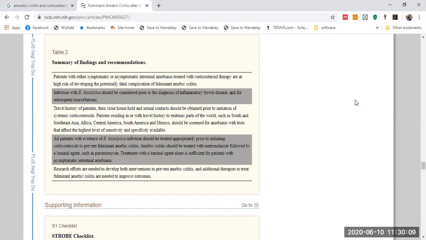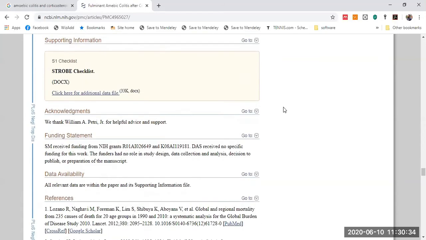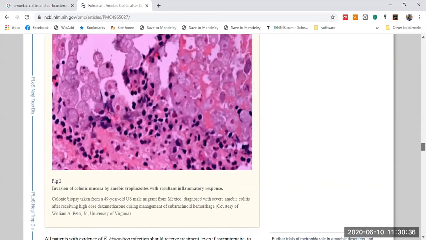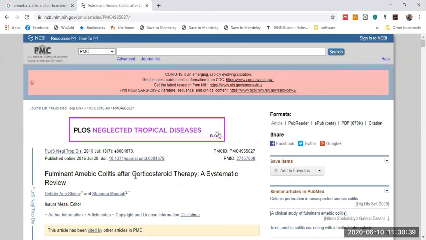So corticosteroid therapy is not the initial therapy they are discussing. It could be treated, they mentioned, with metronidazole, which is a drug, or you can use paromomycin. So the main thing is that we need to see the patient's condition, not treating with the corticosteroid initially. We will discuss in detail later on in our upcoming lecture. So you can read this article. This is a very interesting article about fulminant amoebic colitis after corticosteroid therapy.